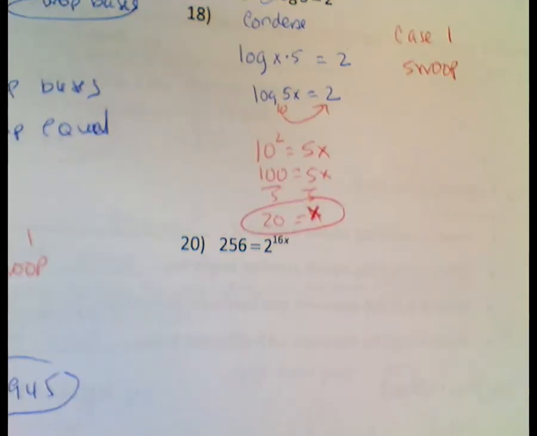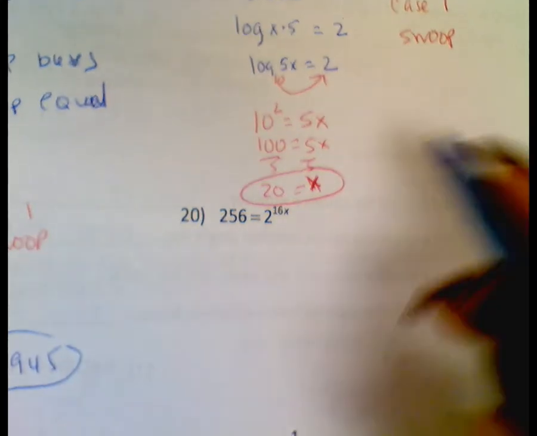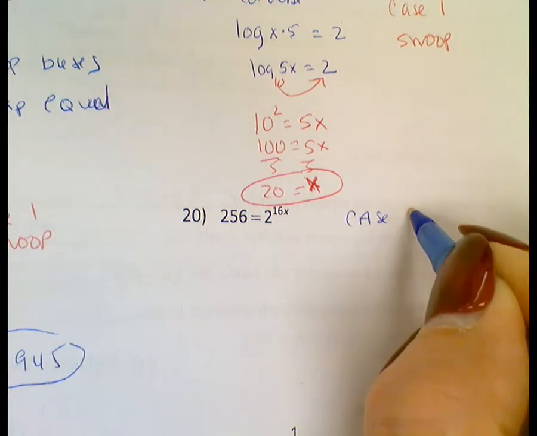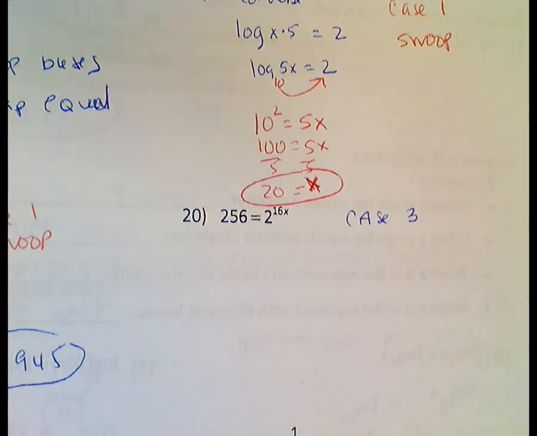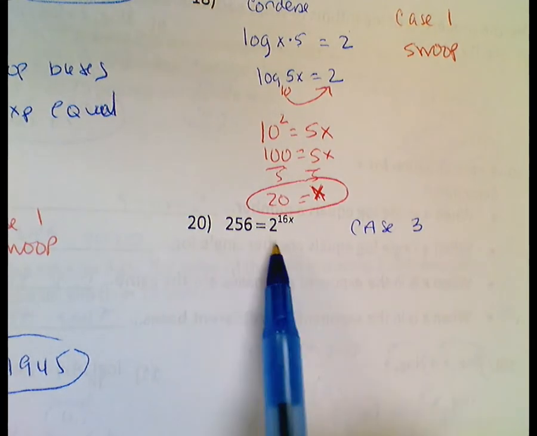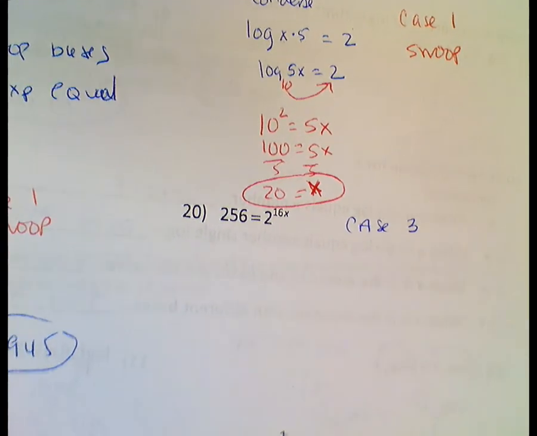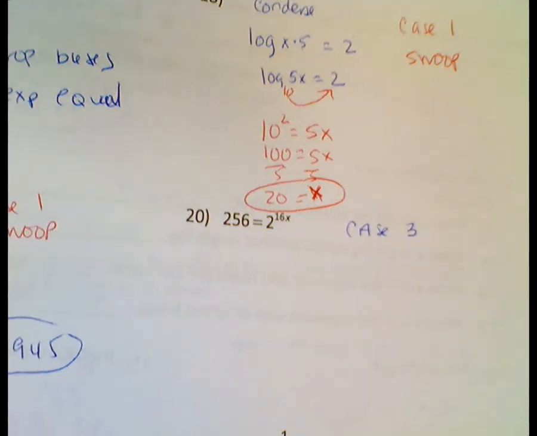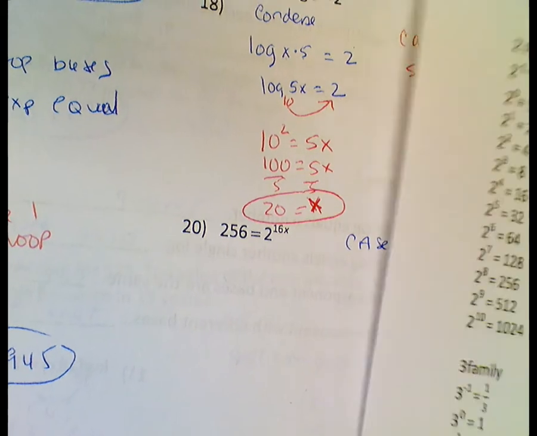All right, what is this one? I think this one is case 3. I think we can get these to be the same base. Now, if you don't want to do case 3, you never have to do case 3. I can take natural log of this right now, both sides. You can always take the natural log of both sides. But sometimes it's fun if you can put them in the same base.